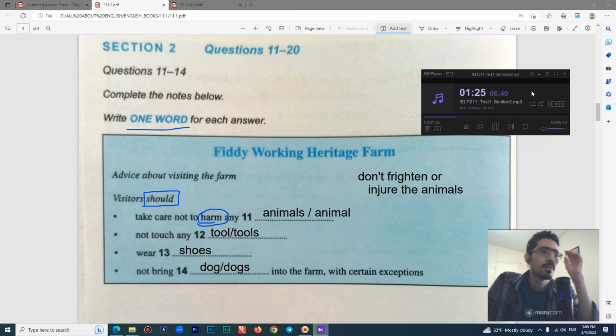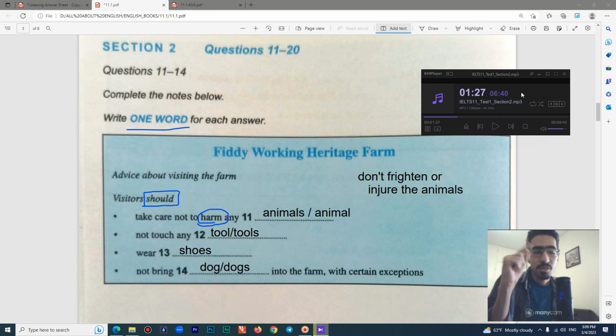And do stay at a safe distance from the tools. When it says stay, he didn't exactly mention touch, but you should understand. He said stay at a distance from. Stay at a distance means don't touch, right? So you should be careful, because the word tools is mentioned here before you even hear touch.